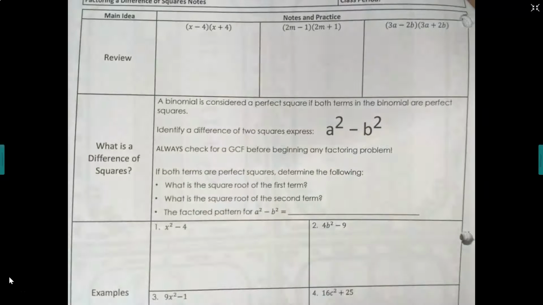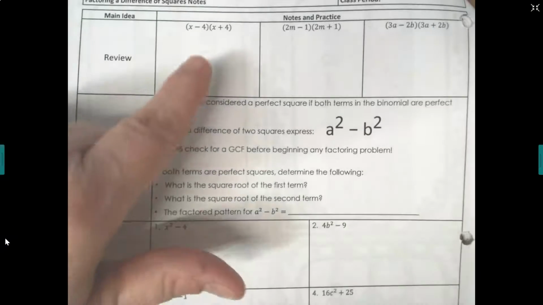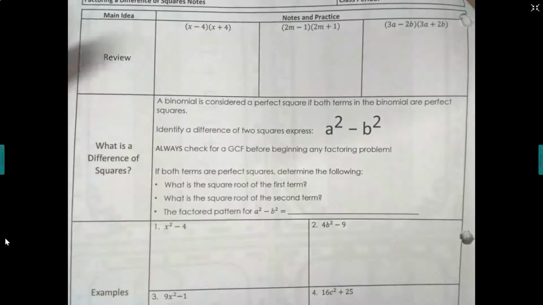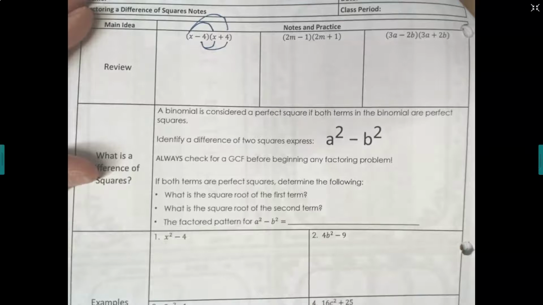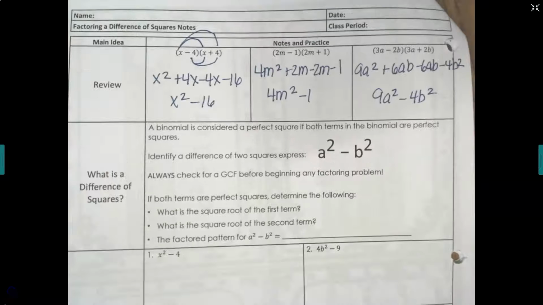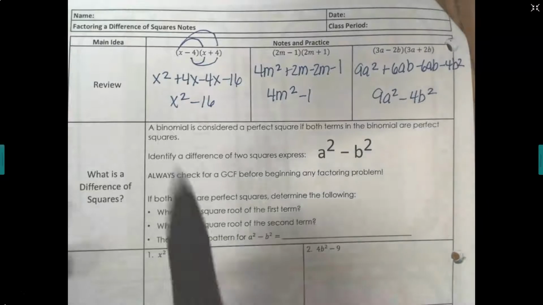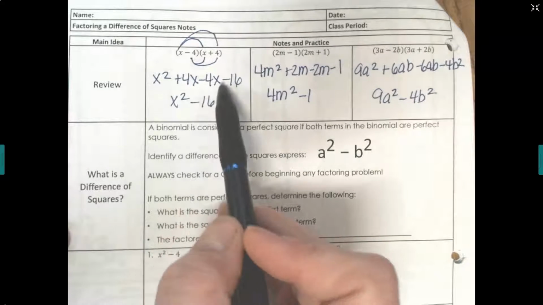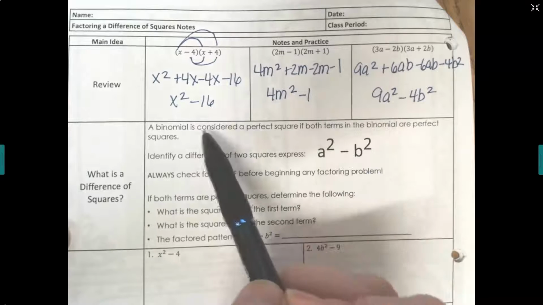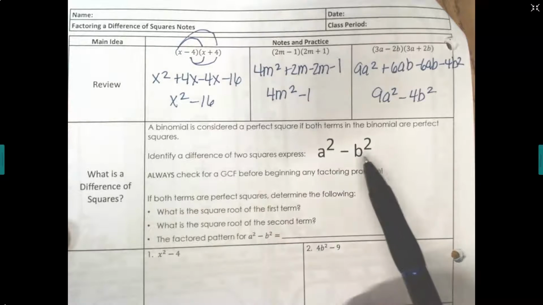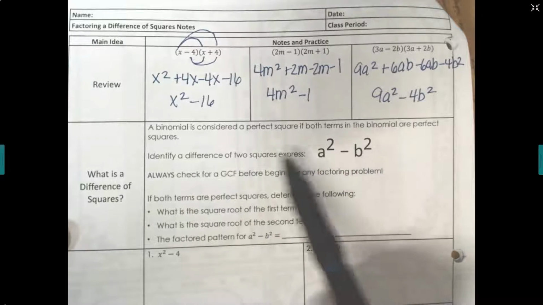Take a moment, pause the video, and go ahead and answer these three questions. Remember, we're going to distribute, so x times x, x times 4, negative 4 times x, and negative 4 times 4. Simplify them down, and then come back once you've finished. So in each of these cases, when you distributed, you ended up having these middle two terms cancel out. So each of our answers ended up being two terms.